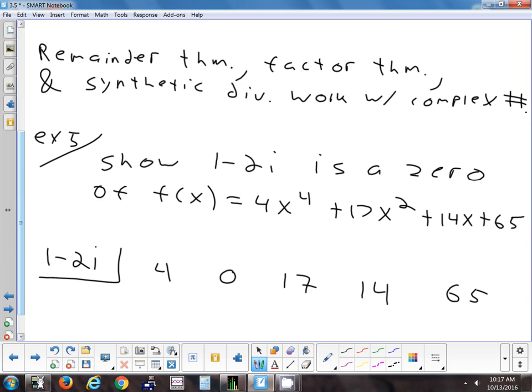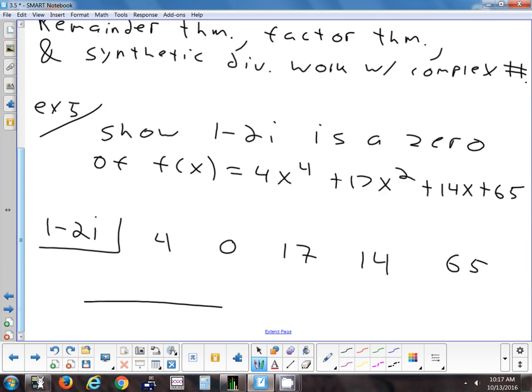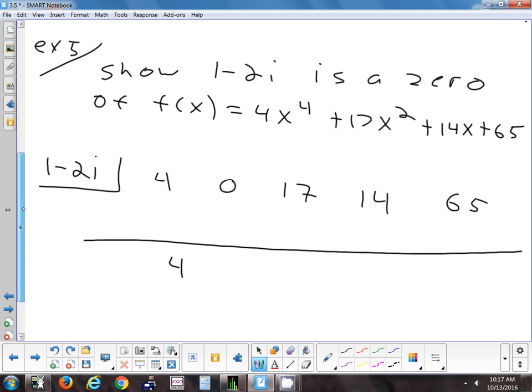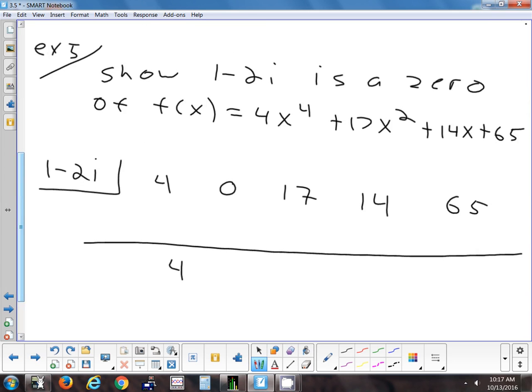Okay, make sure you leave enough space. And the beginning isn't too bad. Okay, bring down the 4. Okay, and this is the easiest multiplication we're going to have. What's 1 times 4? What's negative 2i times 4? And minus 8i. Now, add these columns. What's 0 plus what I just wrote?